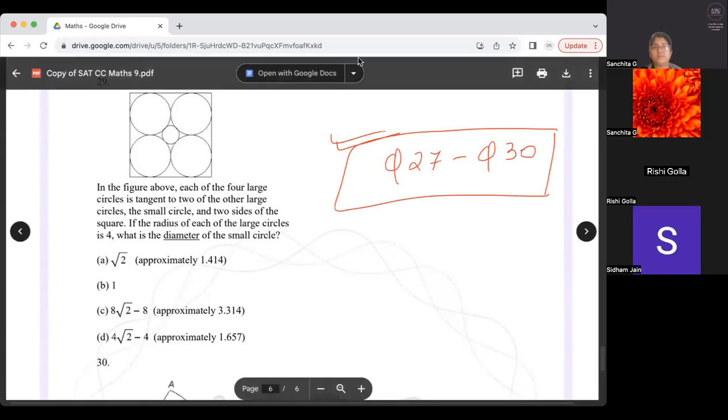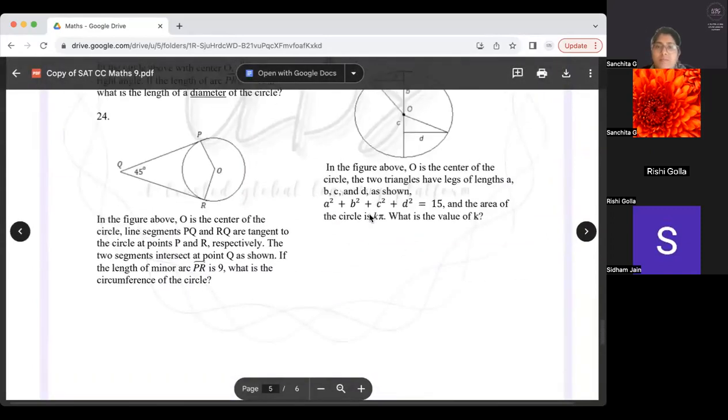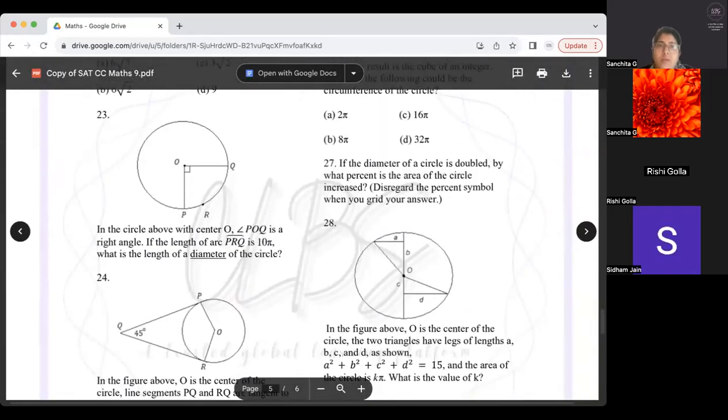27 till 30. Let's go for the 27th question first. Come on, what is the answer, guys?